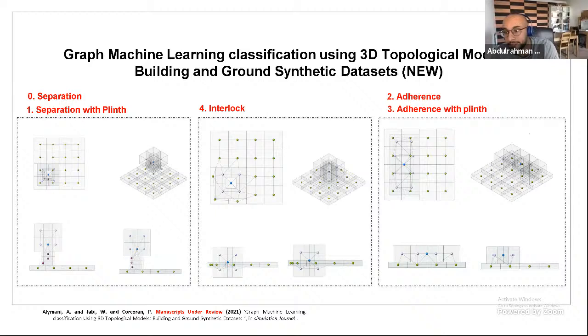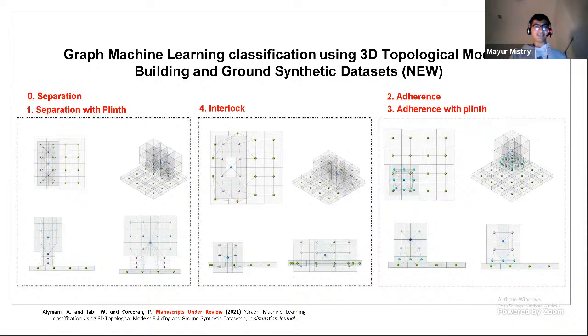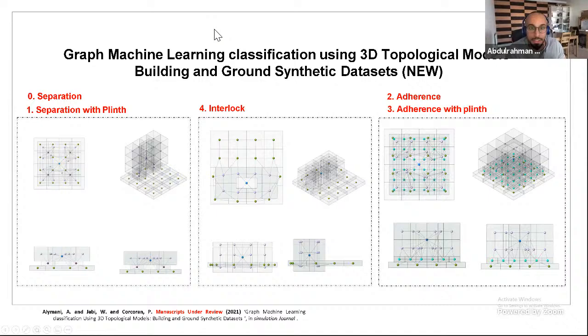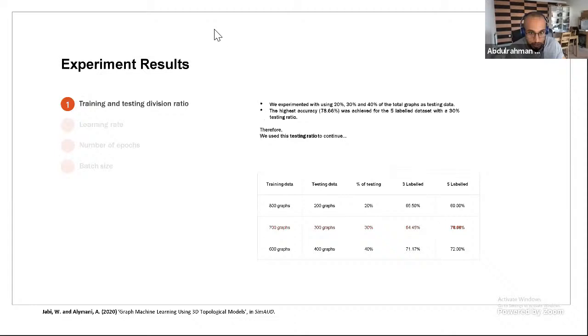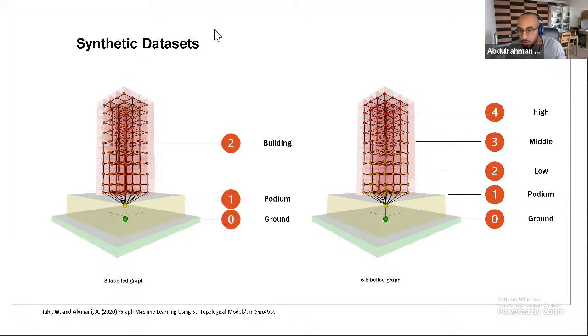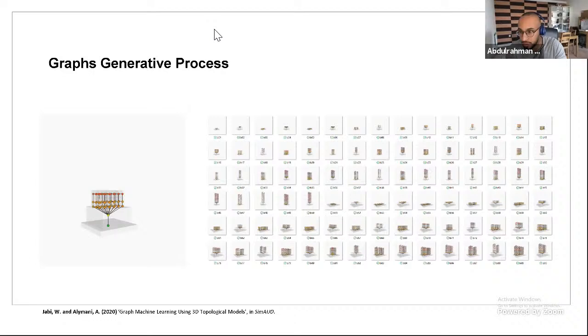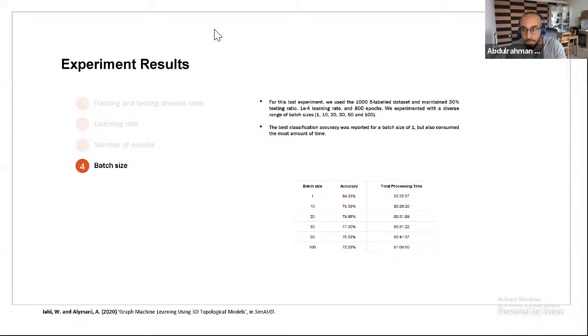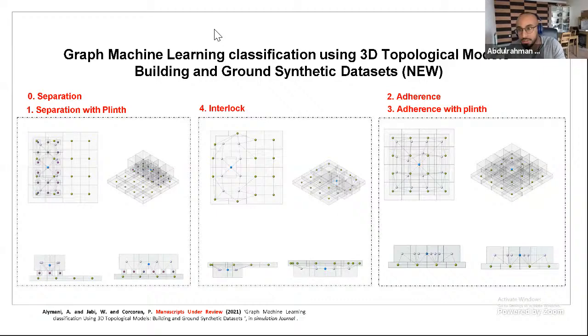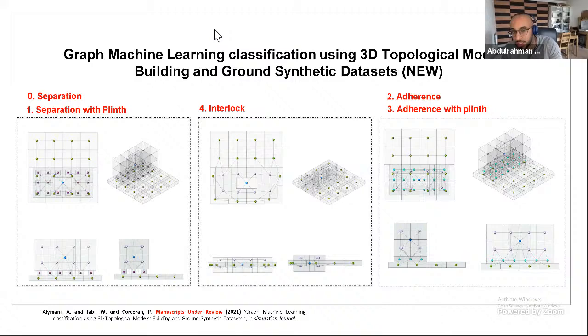Got it. And Daniel had a question about whether the data set is publicly available. Not that one, absolutely not that one. The first one is available, and also the code and the Python Dynamo script are available. But not this one, the building ground, because it is still under review and will be part of my PhD research. So it will be available in 2021.